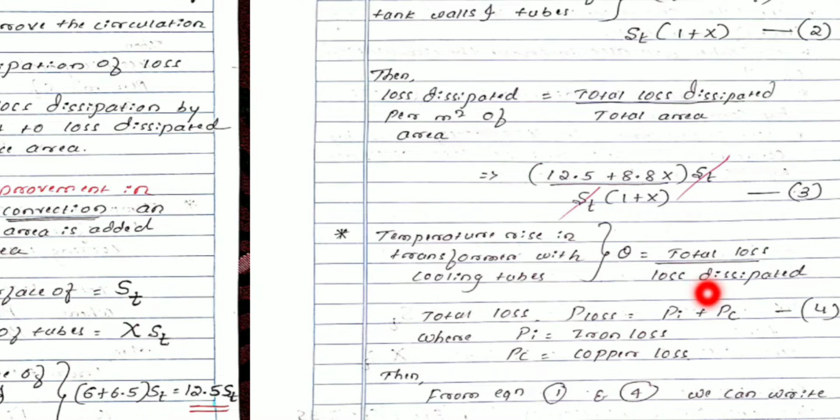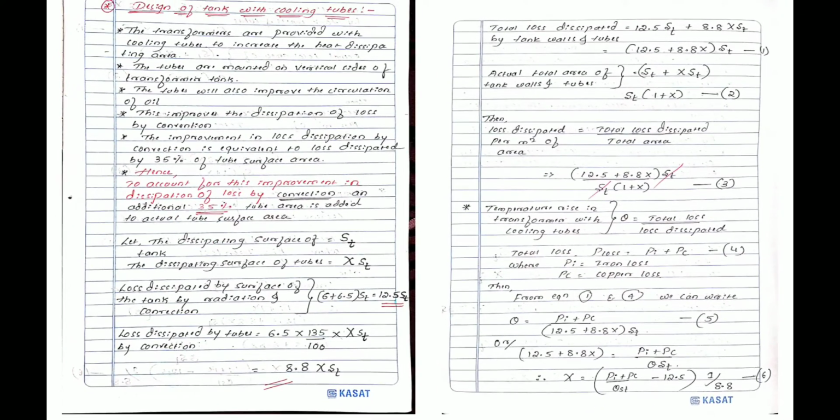Then divided by what? Loss dissipated. How is the heat going to be dissipated? Whether by the convection or the radiation process. Getting my point? So that is the reason from equation 1 and 4 we can calculate this temperature rise. From equation 1, the total loss is dissipated by tank walls as well as the tubes by the convection process as well as the radiation process.